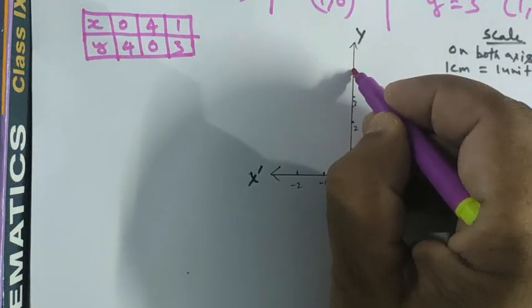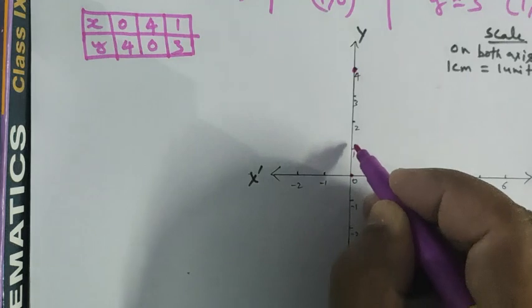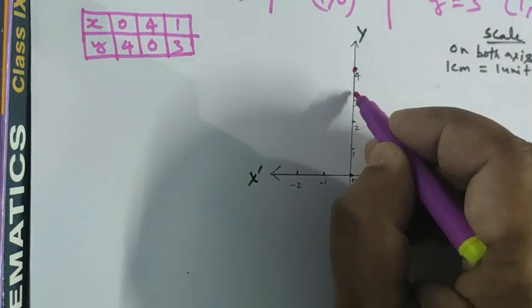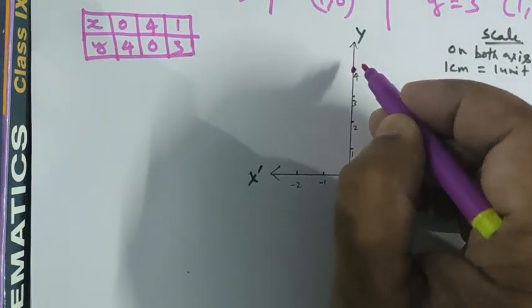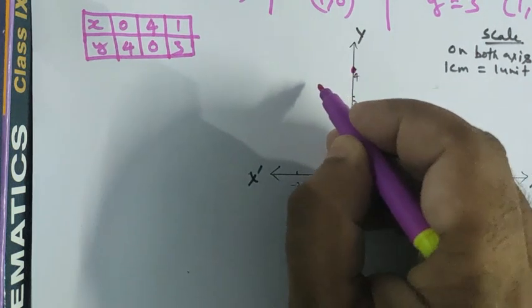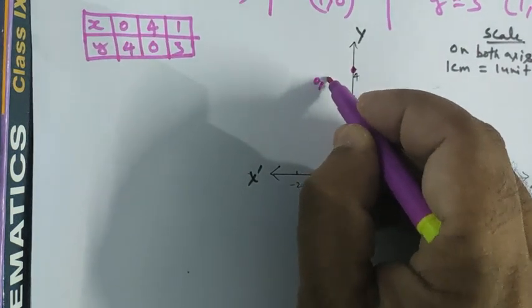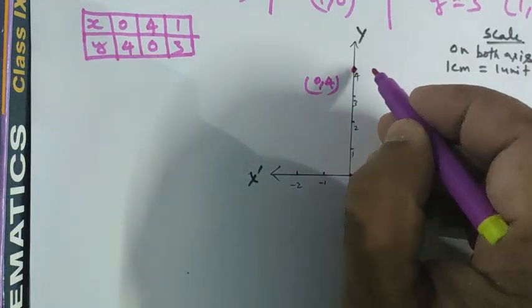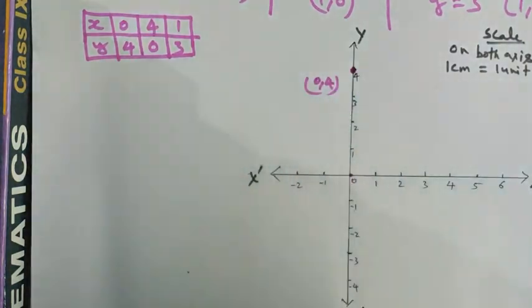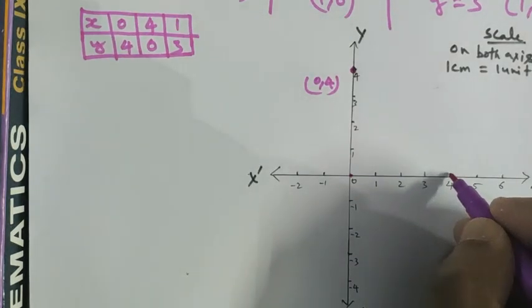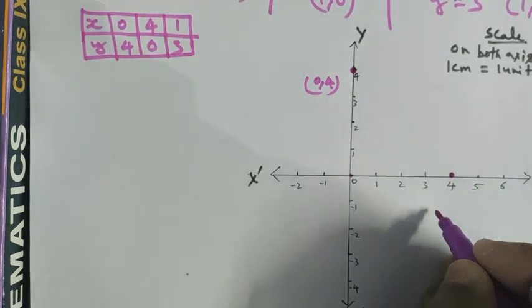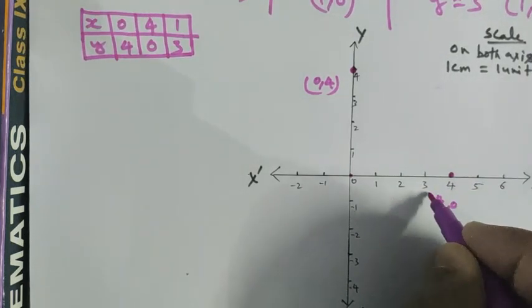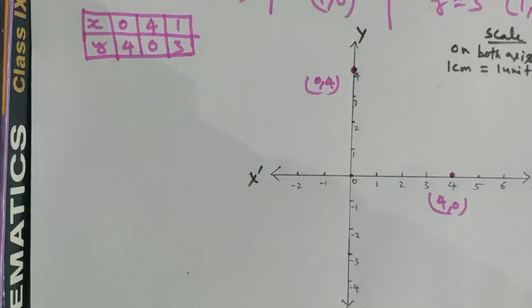So this is 0 comma 0, 0 comma 1, 0 comma 2, 0 comma 3, 0 comma 4. Where will 0 comma 4 be lying? It will be lying on the y axis, because the x coordinate is 0. Secondly, 4 comma 0 will be lying on the x axis. This will be 4 comma 0. Got it?